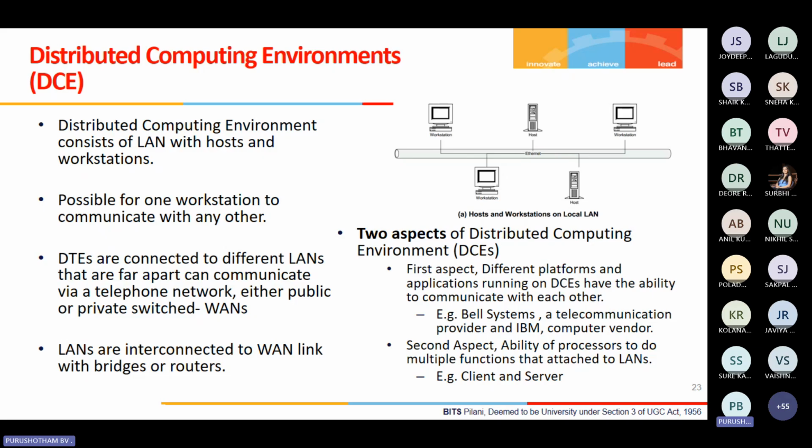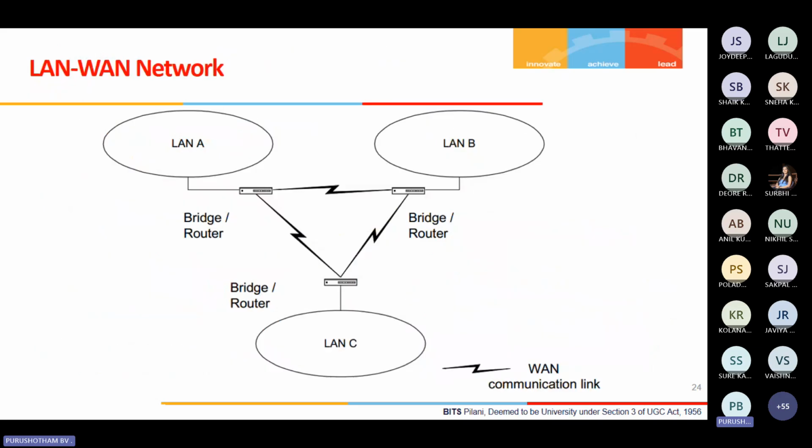Two aspects of the distributed computing environment. The first aspect is that the different platforms and applications running on the DCs have the ability to communicate with each other, for example Bell Systems, a telecommunication provider, and IBM, a computer vendor. The second aspect is the ability of the processors to do multiple functions that attach to the local area network in the form of a client server environment. This is multiple LANs interconnected through bridges and routers, forming a wide area network.